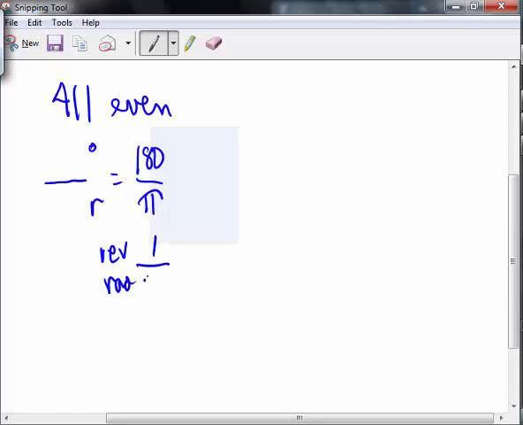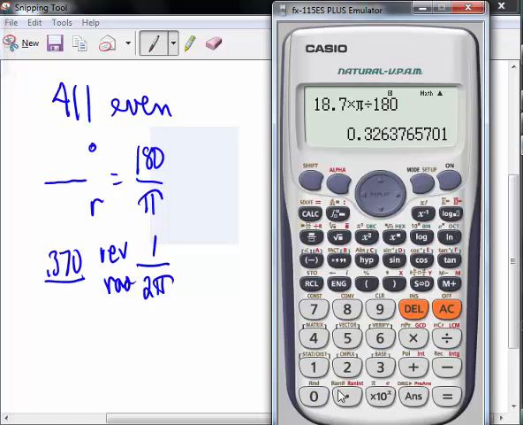1 revolution is 2 pi radians. So in number 4, we have 0.370 revolutions. So we'll take 0.370 times 2 pi, and then divide that by 1, and we'll get 2.32 to 3 sig figs.